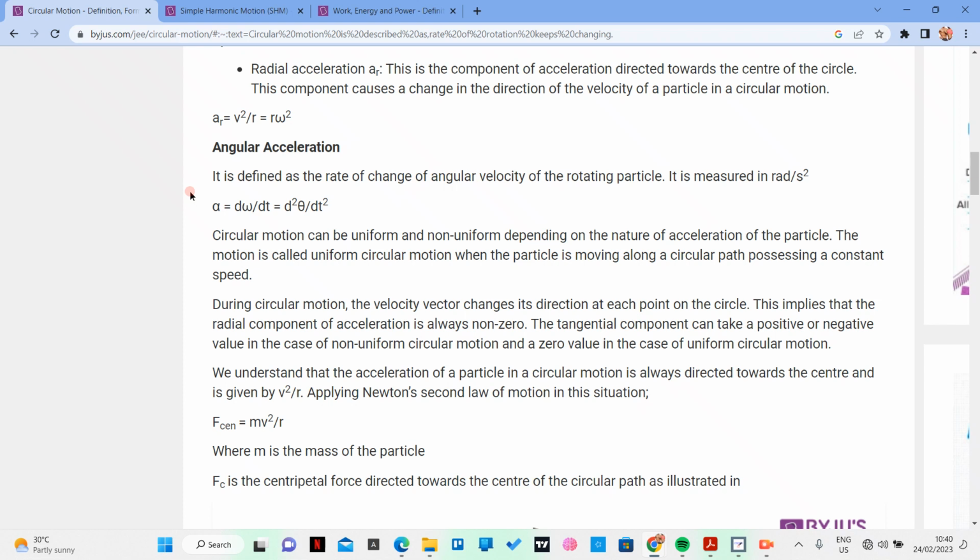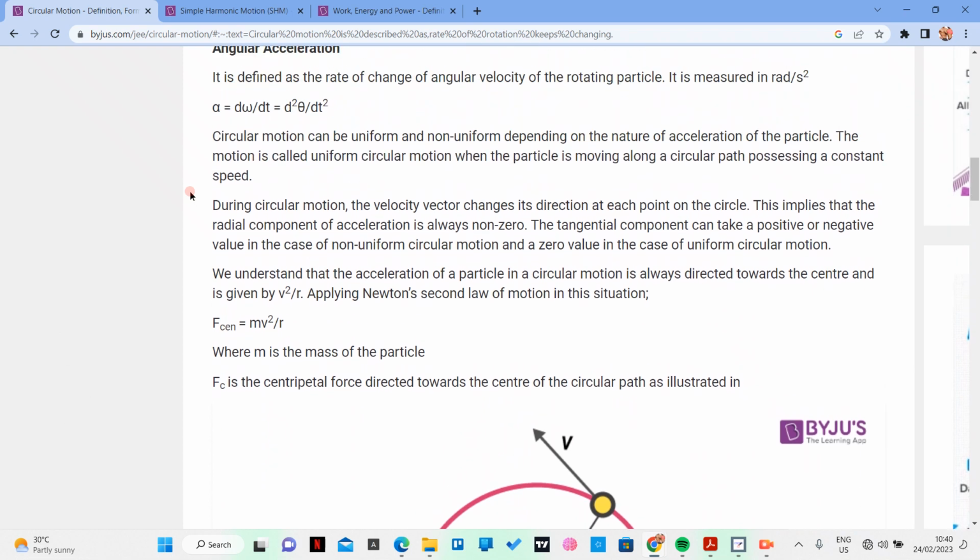So let's continue. Circular motion can be uniform and non-uniform depending on the nature of the acceleration of the particle. The motion is said to be uniform when the particle is moving along a circular path possessing a constant speed. The speed of an object following a circular path will always be constant. The only thing that is always changing is the direction, and when the direction changes, it changes the velocity.